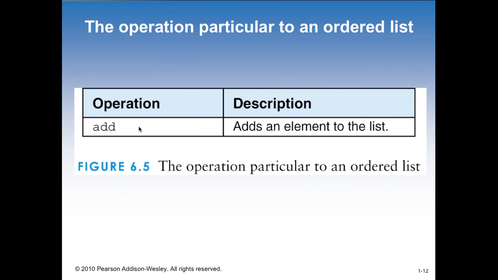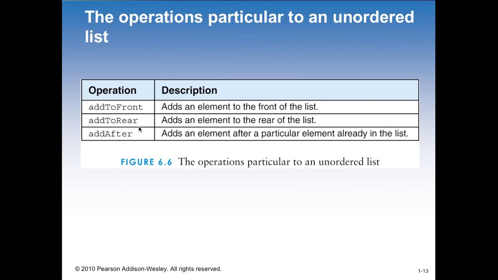So the operation particular to an ordered list, the add, adds an item to the list. So the order is basically going to be at the end of the list normally. If you're going to add an item to the list, you also could add it at the beginning of the list. There's no requirement that says it has to be at the end.